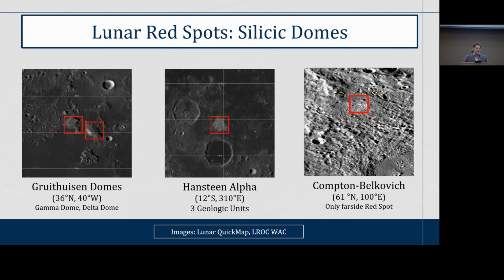And then last, the Compton-Belkovich feature, which is the only far side lunar red spot. What I have in the box there is where thorium anomaly measurements were observed. However, it is a complex region, including several small domes.